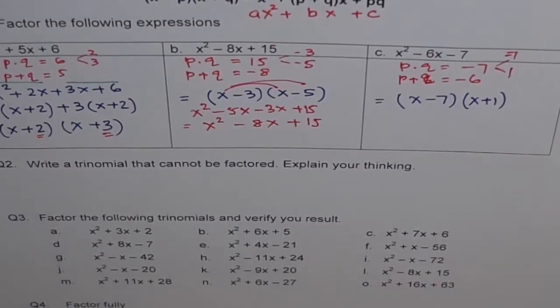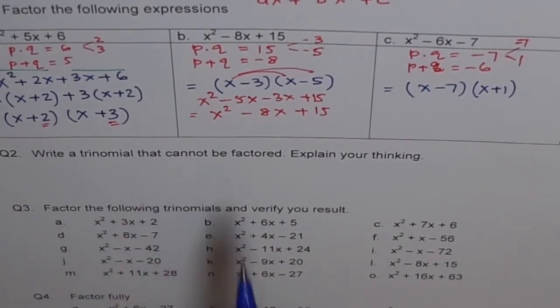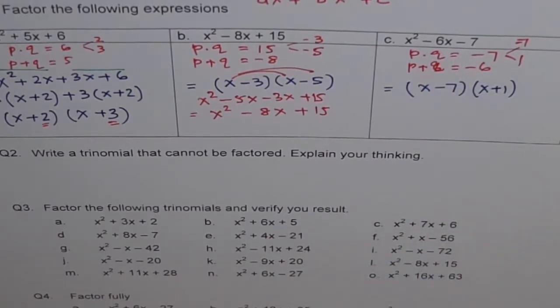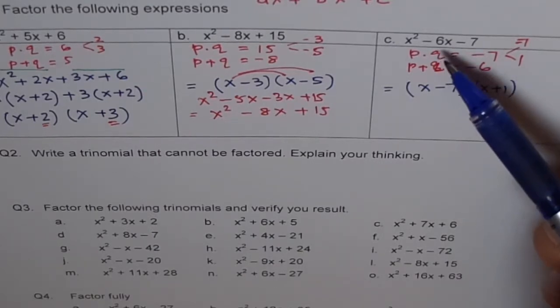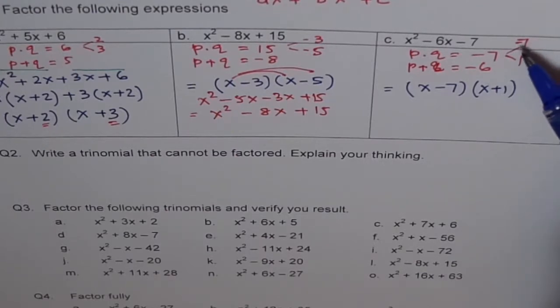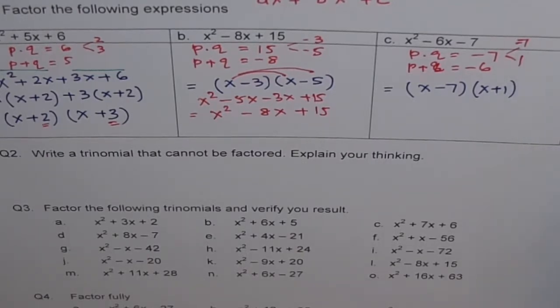So here's a question for you. Write a trinomial that cannot be factored. Explain your thinking. Well, you can write one from here itself. You know, 7 is a prime number, so it has only two factors, 1 and 7. So what are the possible values of this x middle term? It could be, if I have both as negative, then minus 8, both positive, plus 8. One negative, one positive, then we could get minus 6 or plus 6, correct? Those are the only possible equations.